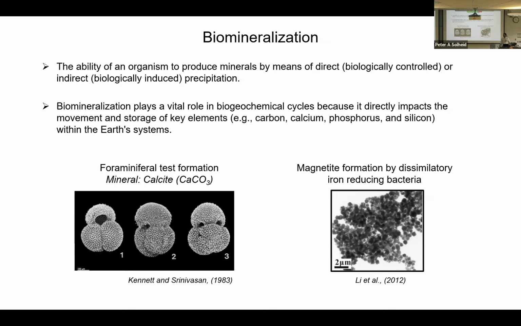an organism that help in the formation of different minerals. An example of this is magnetite formation by dissimilatory iron reducing bacteria. Biomineralization plays an important role in biogeochemical cycles because it controls the movement and storage of different elements such as carbon, calcium, and phosphorus. So studying biomineralization is important for the reconstruction of these biogeochemical cycles.